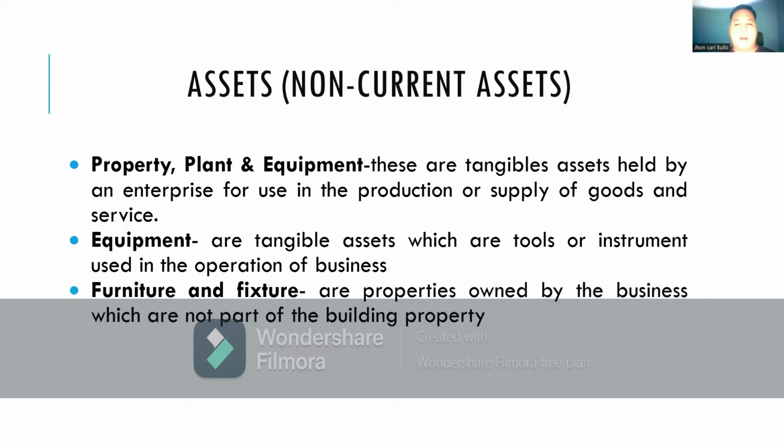Furniture and fixtures are properties owned by the business which are not part of the building property, but others who sell the building property include the furniture and fixtures for free so that it will be added to the figures with regards to the amount. So that is how much they are going to sell this property with the furniture and fixtures.